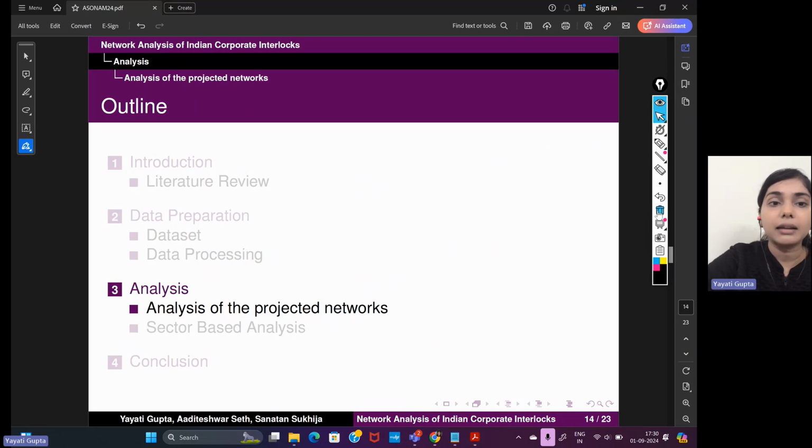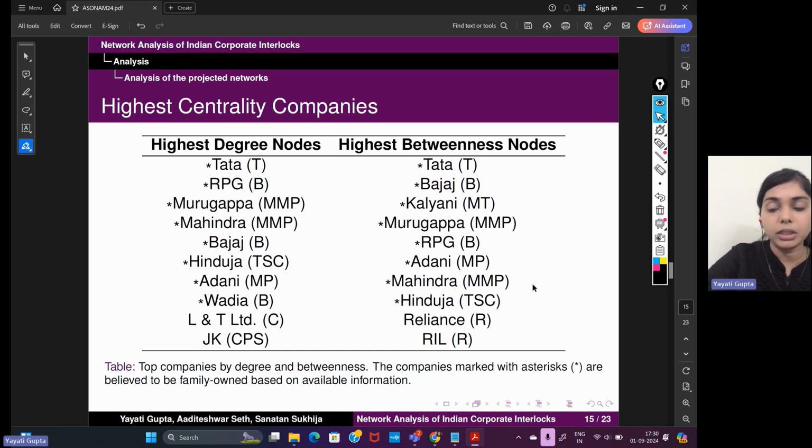One of the analyses that we have done is finding out the most central companies. We have used a number of centrality measures like degree, betweenness, strength, and closeness, but you can see the paper for more. In this presentation, I have shown the highest degree and highest betweenness nodes among the companies. The companies shown with a star are family-owned businesses in India, and as we can see, most of the highest degree and highest betweenness companies are family-owned businesses.